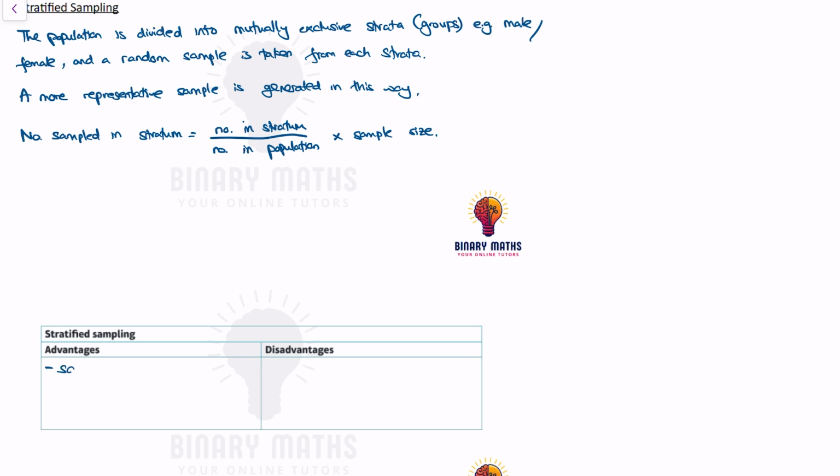So the advantage is the sample accurately reflects patterns in population because it's been divided into subgroups, and is a more proportional representation of groups within the population.